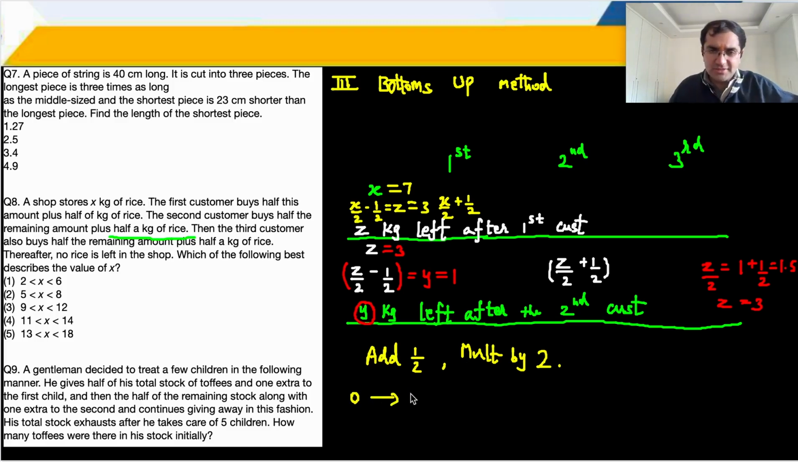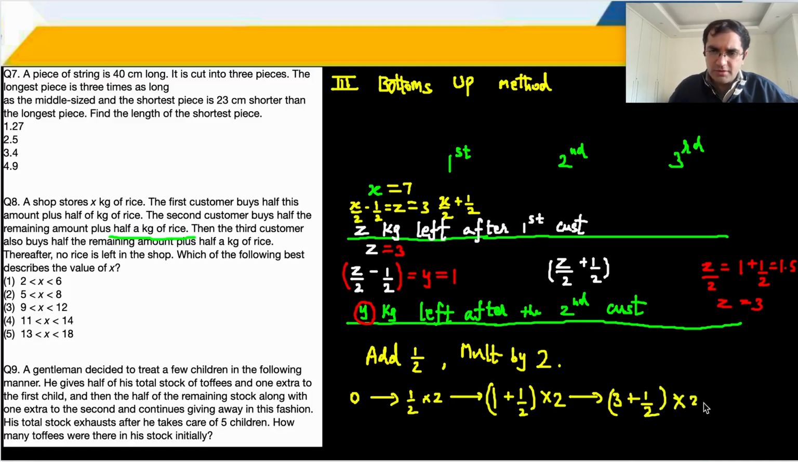Okay, let me add the steps. Half into 2 is 1. Okay, 1 plus half into 2 is 1.5 into 2, 3. 3 plus half into 2 is 7. And ये आपका आंसर आ चुका है. ठीक है? We are now going to use, this is the best approach, the fastest approach where you can do this orally, and इससे आपका बहुत सारा time save होगा. So now we are going to use this in the 9th question also.